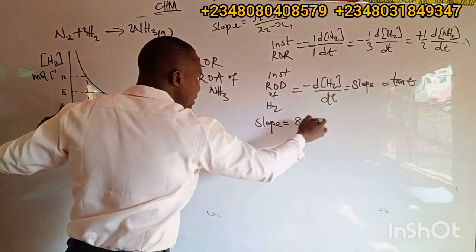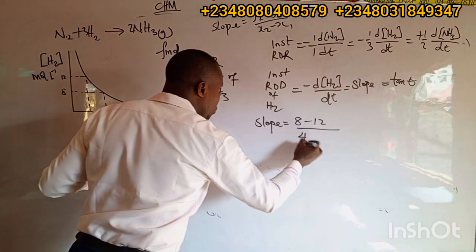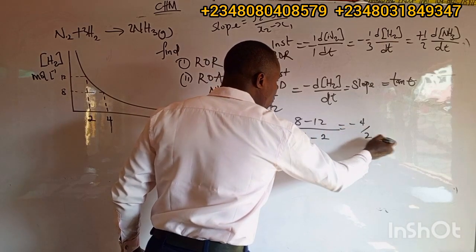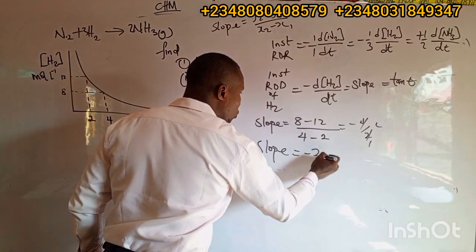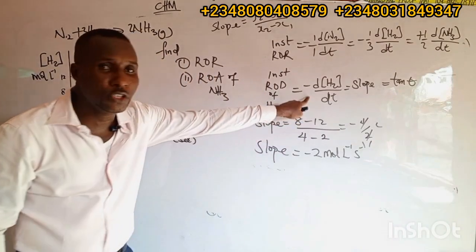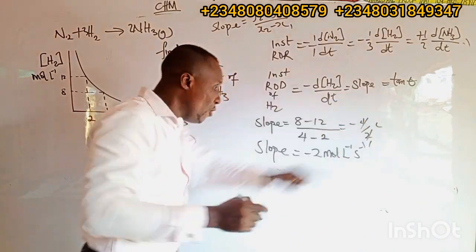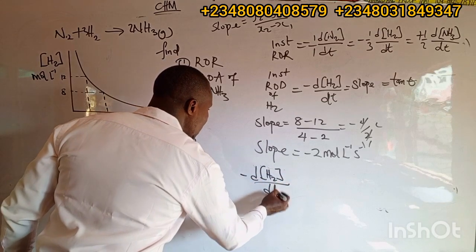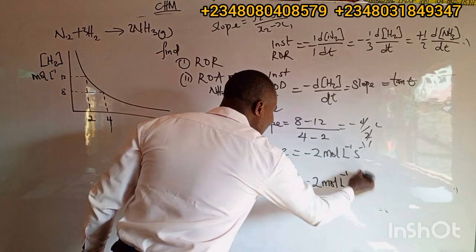Initial is 12. For time, the final is 4 minus the initial 2. Therefore, the slope is minus 4 over 2, 2 here being 1, 2 here being 2. You have slope equal to minus 2 mole per liter per second. And don't forget, I told you, the rate of disappearance of hydrogen gas is the same thing as the slope. Therefore, minus d[H2]/dt is minus 2 mole per liter per second.